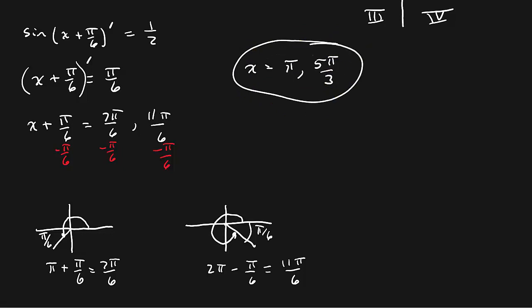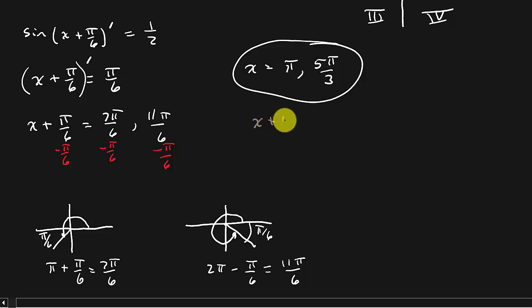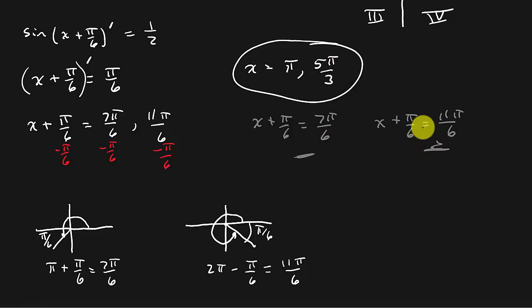So look, I took the x plus pi over 6 equal to 7 pi over 6, and then the x plus pi over 6 equals 11 pi over 6, and I just subtracted pi over 6 from each side, and for here I got pi, here I got 5 pi over 3. That's it. And that's your answer.